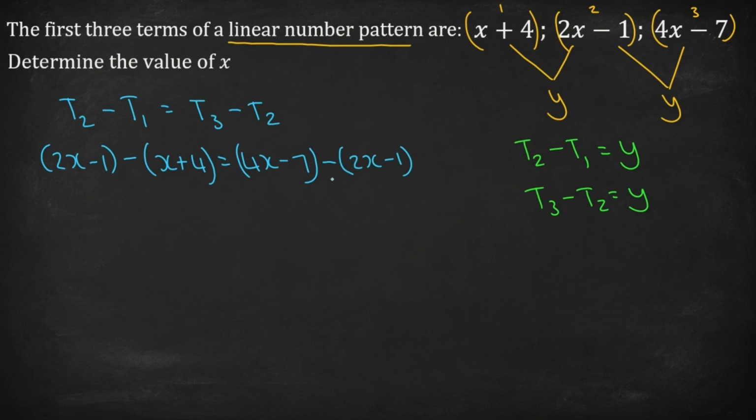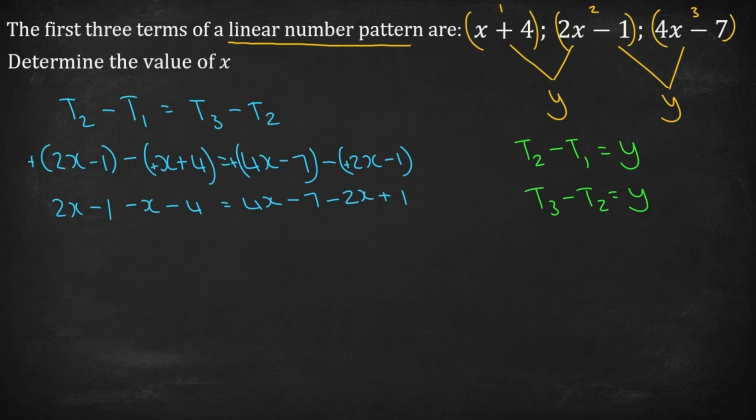Now we need to get rid of the brackets. Because there's a positive in front of this bracket, you can just rewrite the contents of this bracket as is. Now be careful when you multiply this negative into the bracket because the signs are going to change. A negative times a positive x is negative x, and a negative times a positive 4 is negative 4. Equals, again we have a positive in front of this bracket, so I can just rewrite the contents of this bracket, and here again we've got a negative, so negative times this positive 2x is negative 2x, and negative times negative 1 is positive 1.